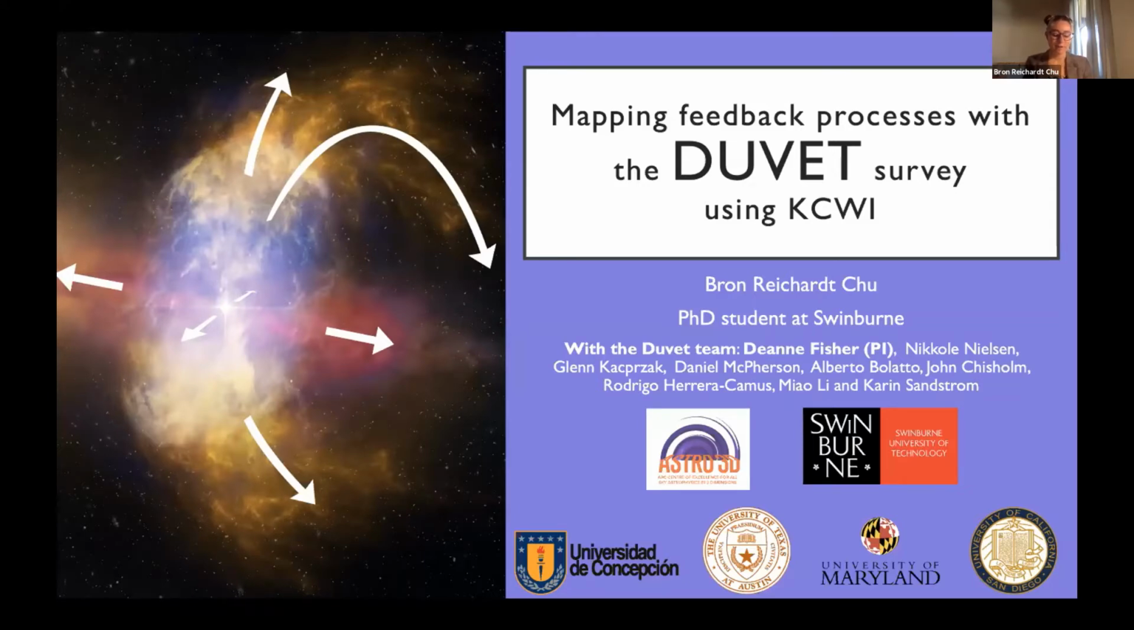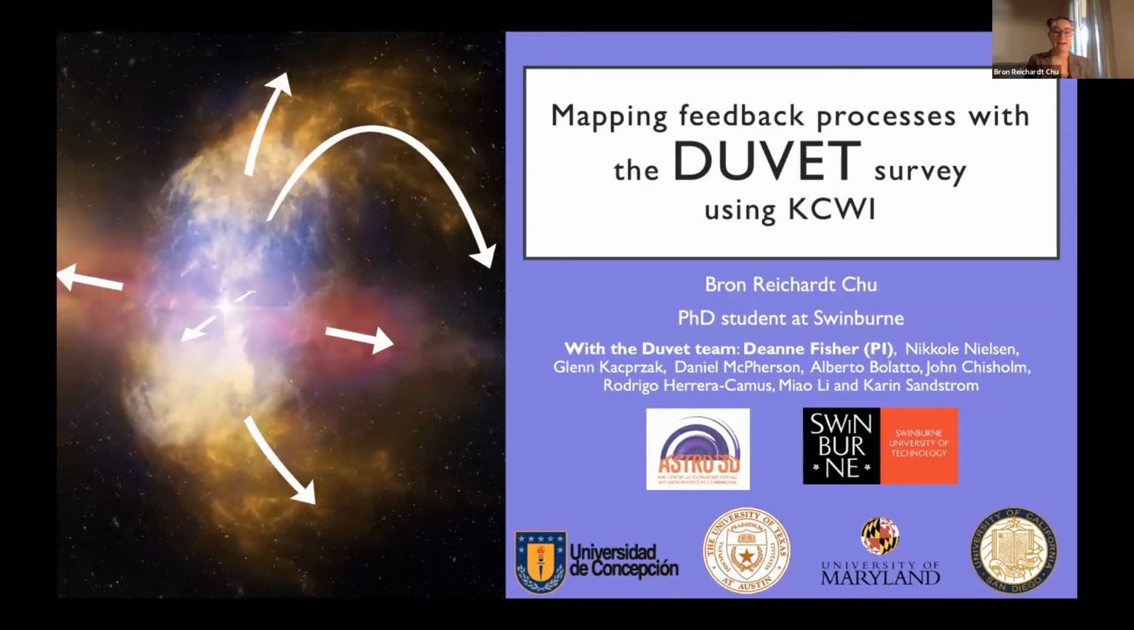So current feedback models actually fail in extreme starbursting galaxies. And since the majority of stars in our universe were formed in extreme starbursts at redshifts between 1 and 3, if we don't understand how feedback works in these environments, then we don't actually understand how the majority of stars in our universe were formed.